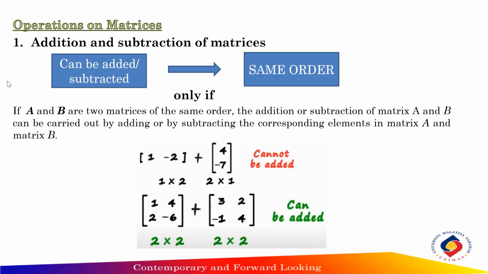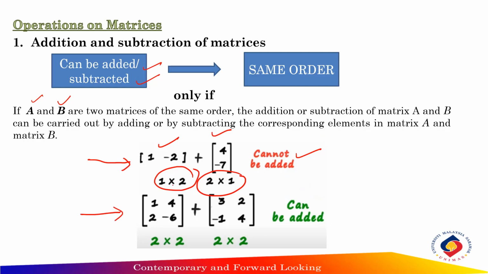Okay, now let's start with case number 1, addition and subtraction of matrices. In this case, you are given two matrices, let's say matrix A and matrix B. And these two matrices can be added or subtracted if and only if they are of the same order. Now look at these examples. These are two matrices of order 1 by 2 and 2 by 1 respectively. As you can see here, these two matrices cannot be added because they are not of the same order.